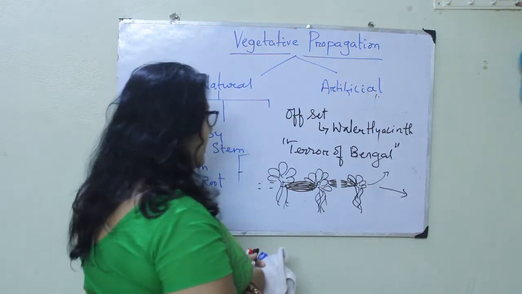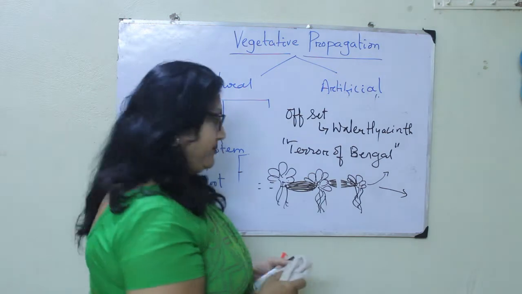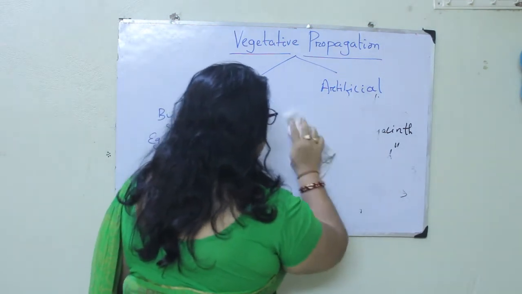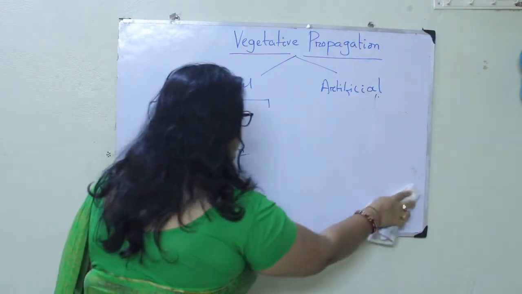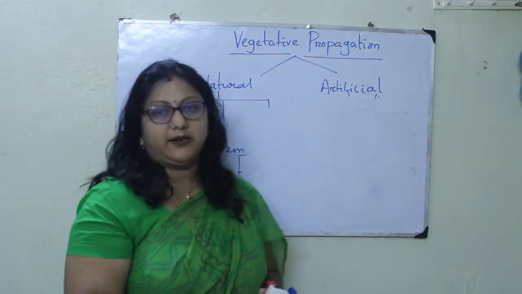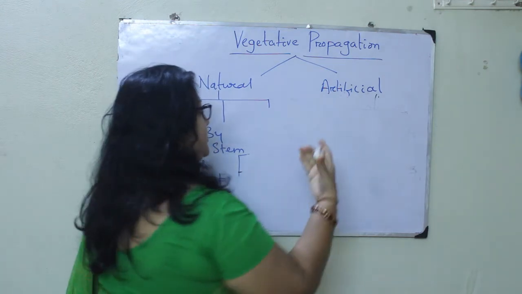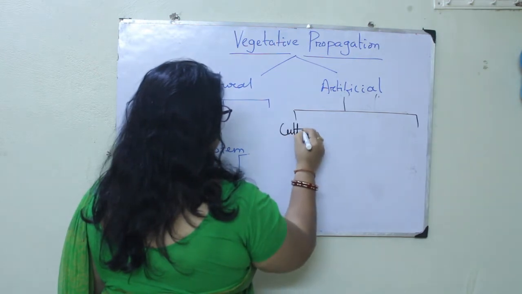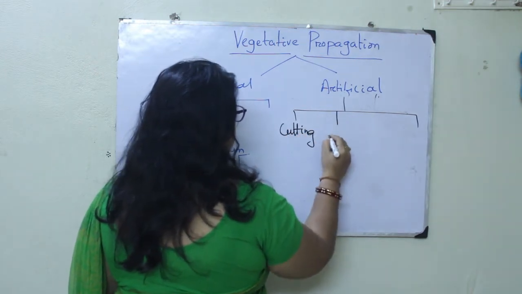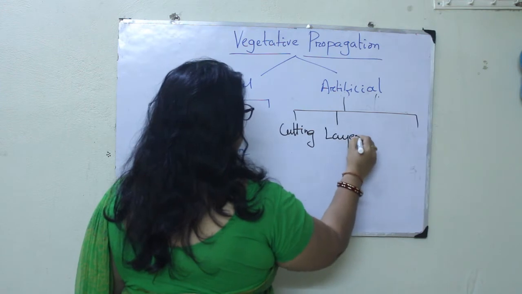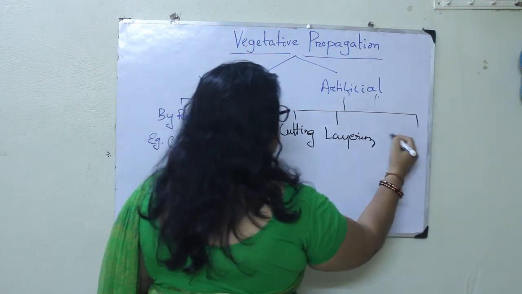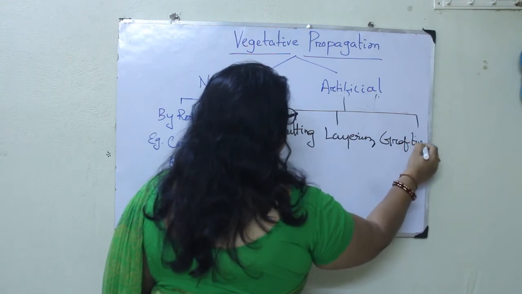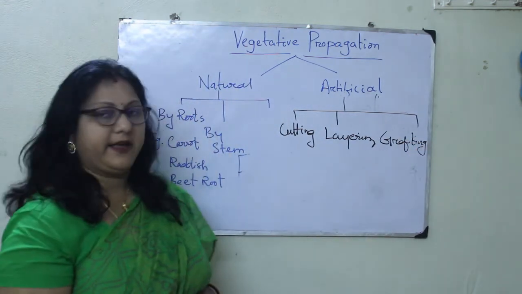Now the last part, that is the artificial part. So let us see how the artificial one takes place. Artificial means it is with the intervention of human beings. So man-made, artificial, we can say. There are three methods for this. One is cutting, the layering, and the grafting process. So cutting, layering, and grafting.